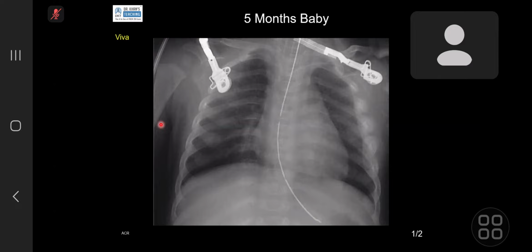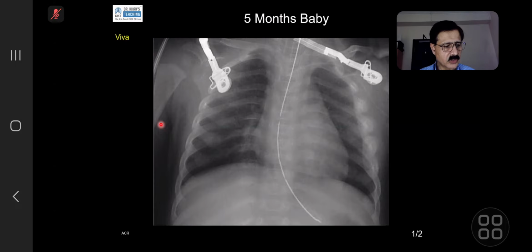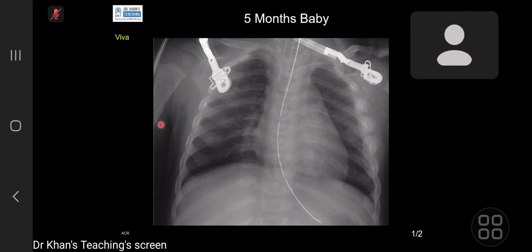This is a 5 months old child X-ray. Look at the ribs. This is your last case. Okay, I'm not able to make out, maybe. What do you think about this?